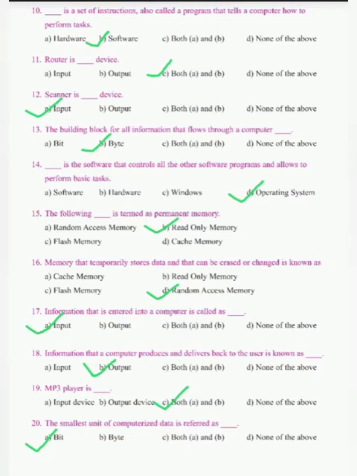Information that a computer produces and delivers back to the user is known as dash. A. Input. B. Output. C. Both A and B. D. None of the above. Answer: Output.